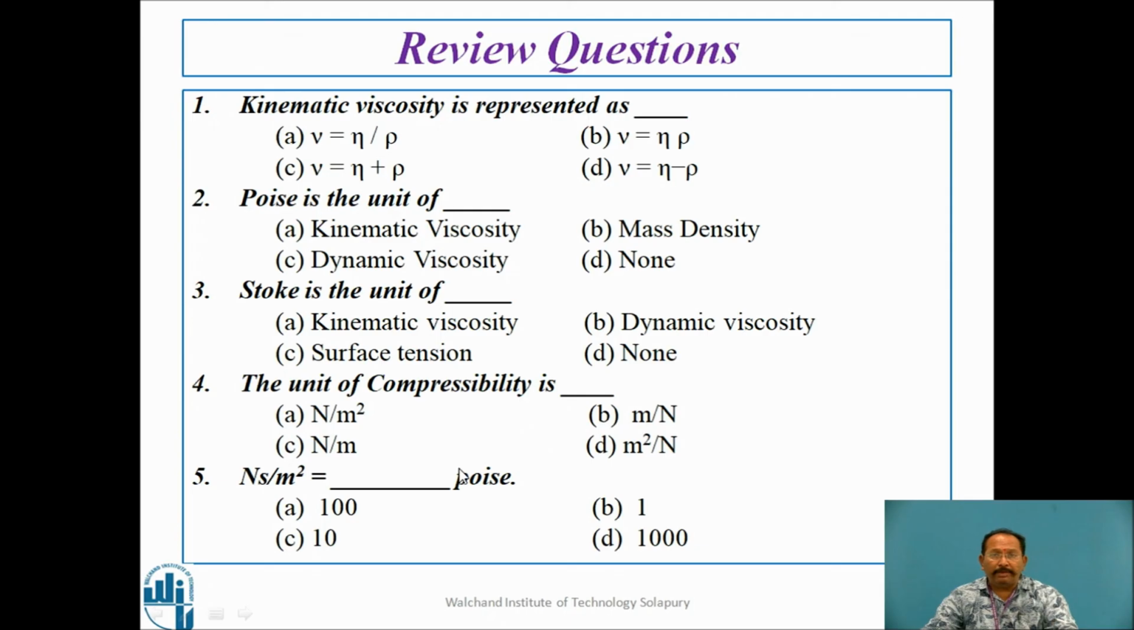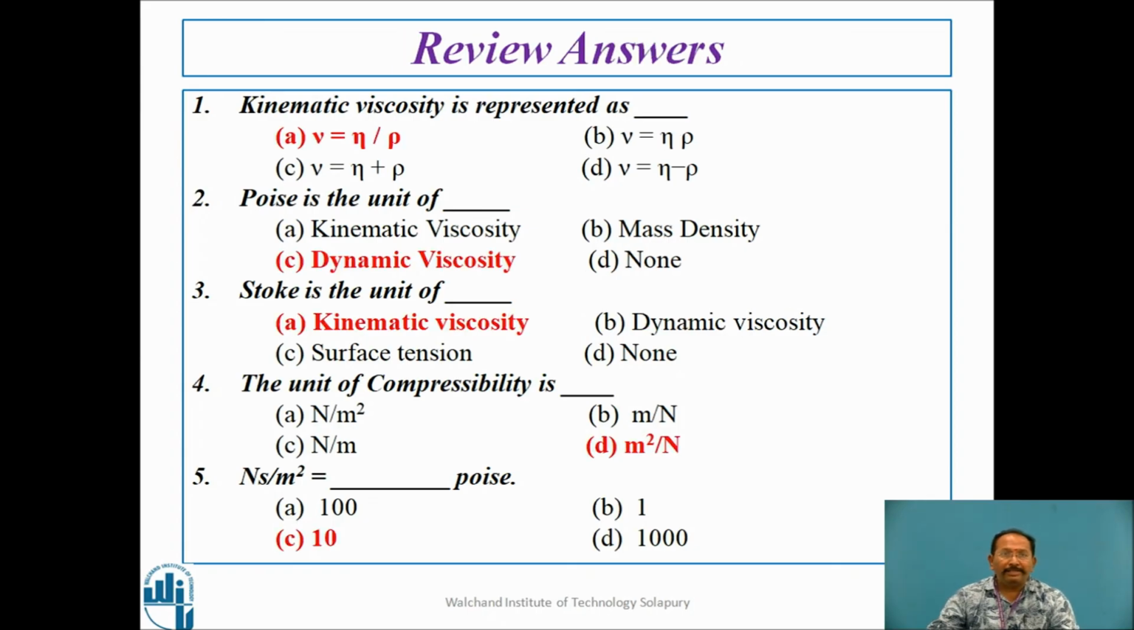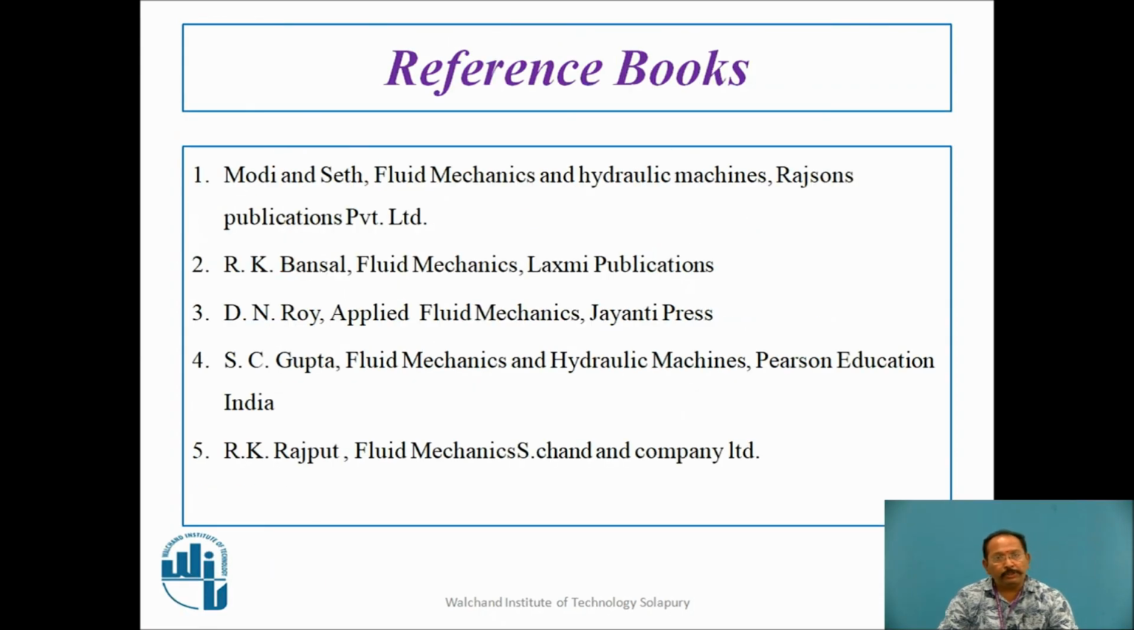Let us see some review questions. Kinematic viscosity, how we can convert, what is the unit of kinematic viscosity. Poise is the unit of which particular property, Stoke, etc. Just see the answers. Poise is dynamic viscosity. Stoke is kinematic viscosity. Compressibility is meter square per Newton, and Newton second per meter square is 10 Poise. Just go through some reference books. Thank you.